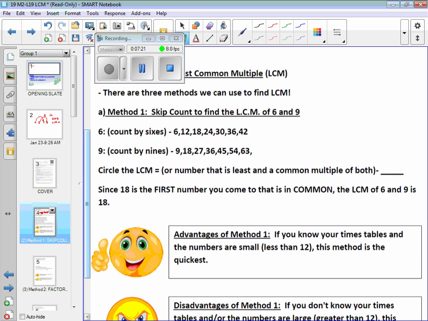Let me give you an example here. Two new numbers, 6 and 9. If we want to find out what's the smallest number that both 6 and 9 can go into, one method, called method 1, is skip count. You count by 6s, you count by 9s. What's the first match you come to? 18. I'm going to circle it. Circle it on your sheet as well. That is the LCM of 6 and 9.